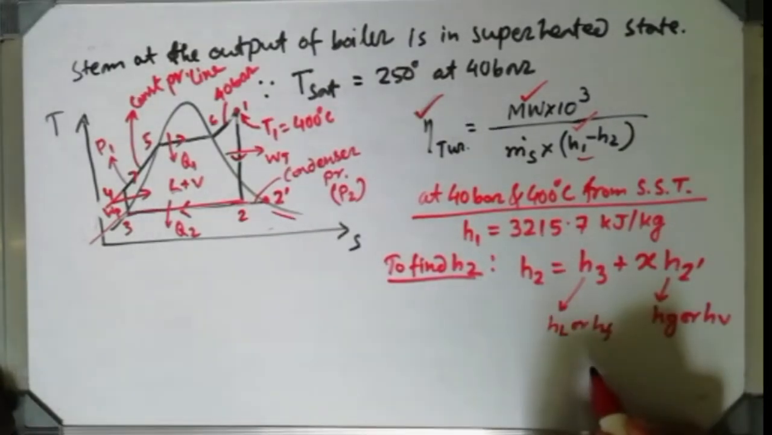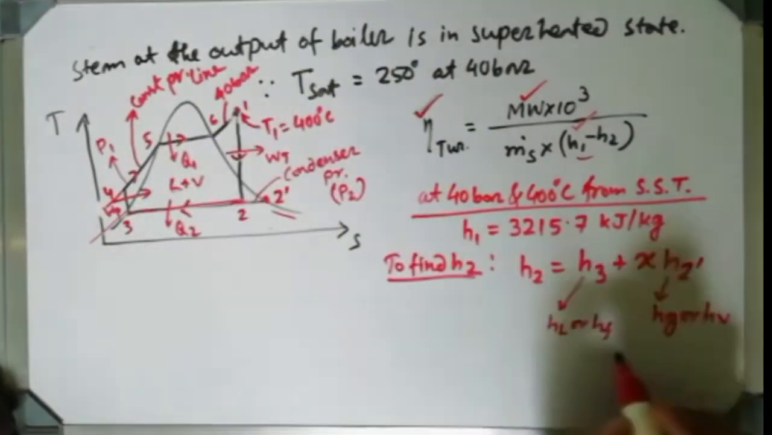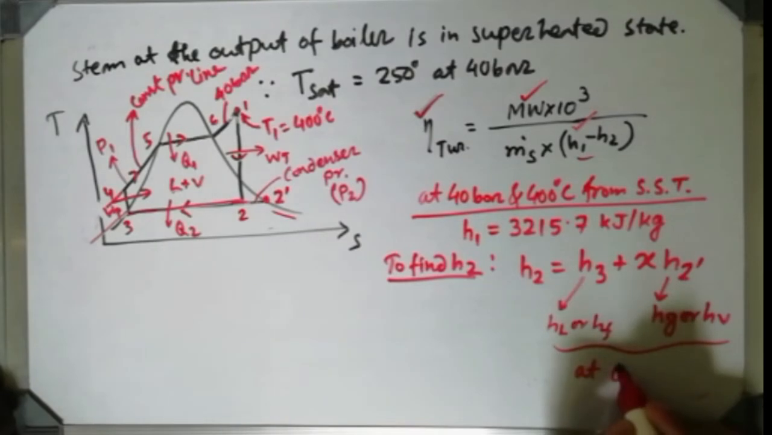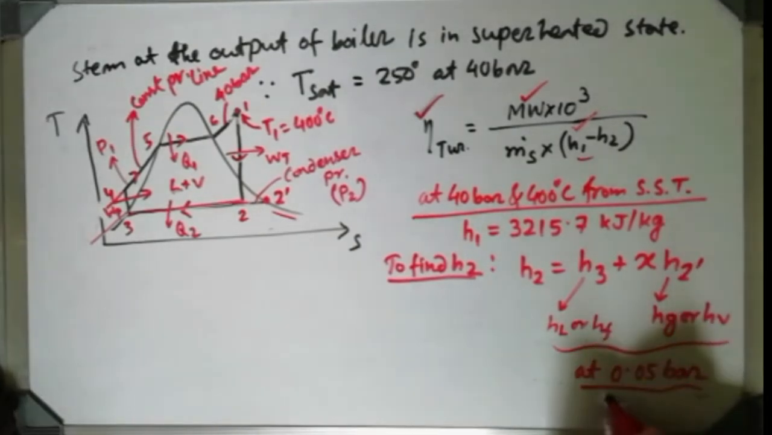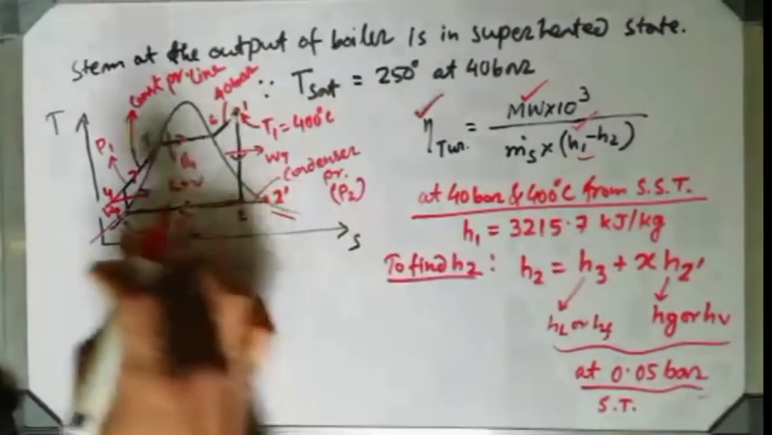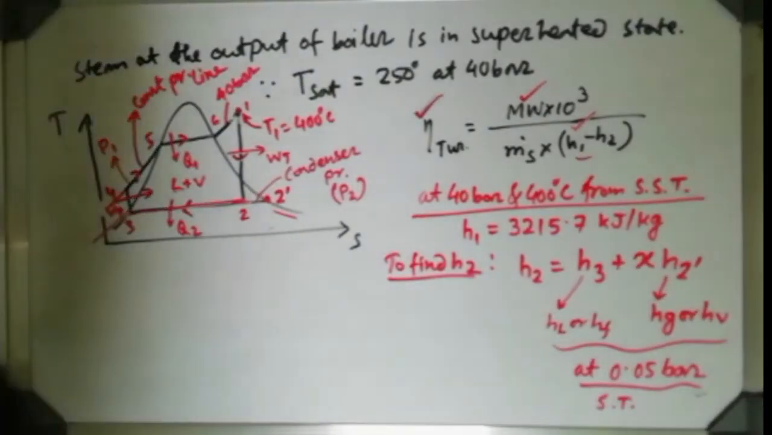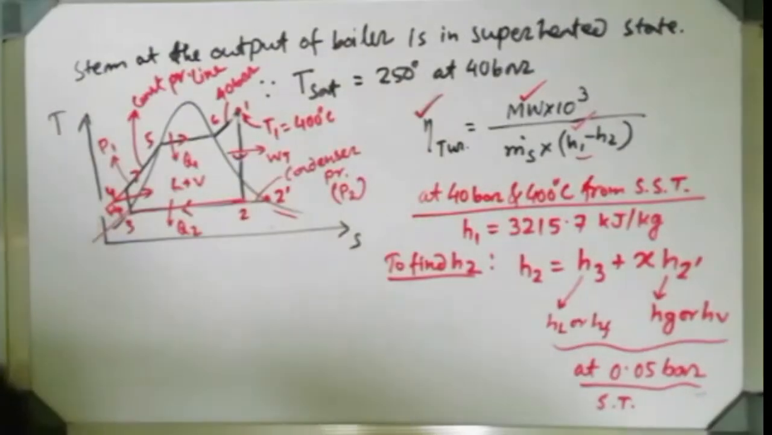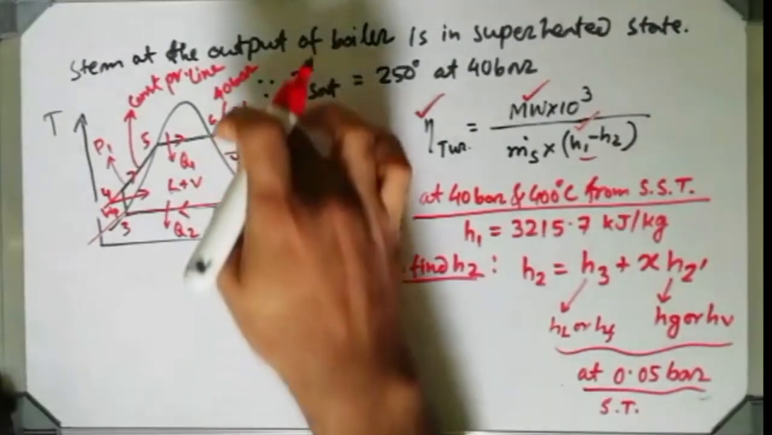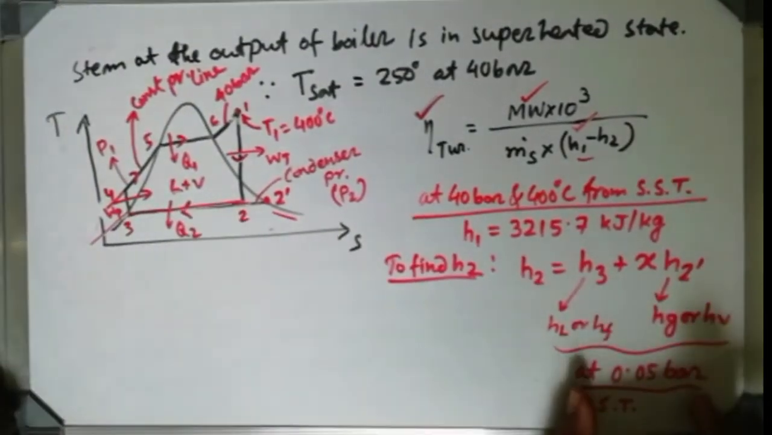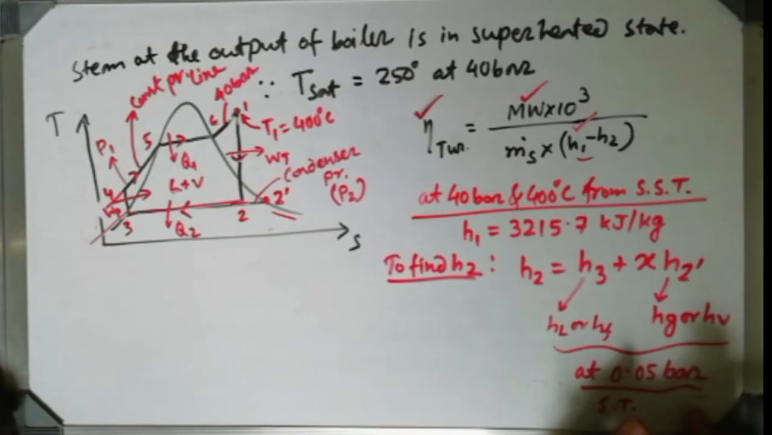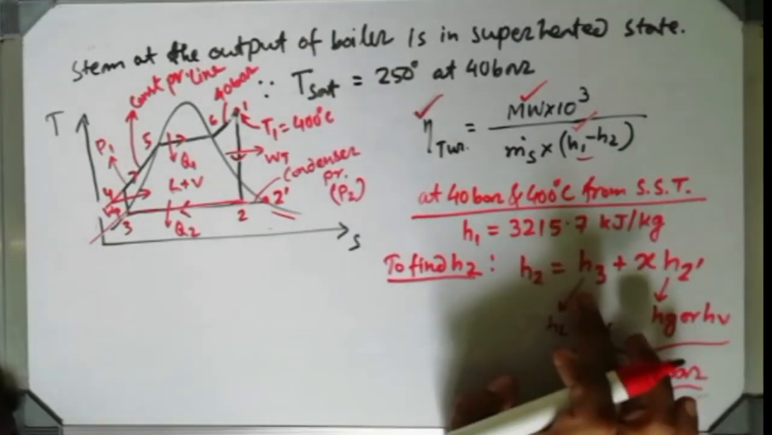Now from where can you get these enthalpy values? These are on the pressure line, so they will be available at 0.05 bar, because that is the condenser pressure. Which steam table? The saturated steam table, because that is occurring in the saturated region. So you have to observe the saturated steam table, not the superheated one, because that is the superheated region, but inside this dome is the saturated zone. So from the saturated steam table, you have to take out the enthalpy values corresponding to this pressure, that is H3 and H2 prime.